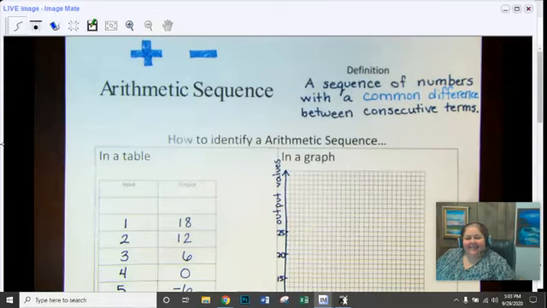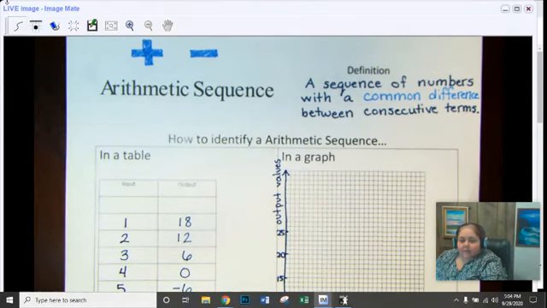Hello, CHS Algebra students. Today we're going to be talking about the difference between an arithmetic and a geometric sequence and how to identify those sequences. And so we're starting with these notes. The definition of an arithmetic sequence is a sequence of numbers with a common difference between consecutive terms.